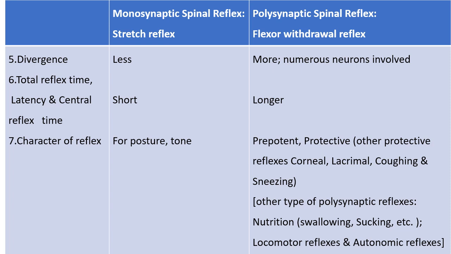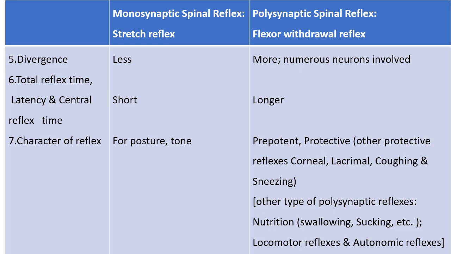The stretch reflex is required for tone and for posture, while the flexor withdrawal reflex is a protective reflex. It plays some role in posture also, but mainly it is a protective reflex. It protects you against different noxious stimuli or injuries, to protect the body. The other protective polysynaptic reflexes are the corneal reflex, the lacrimal reflex, and the coughing and sneezing reflexes.